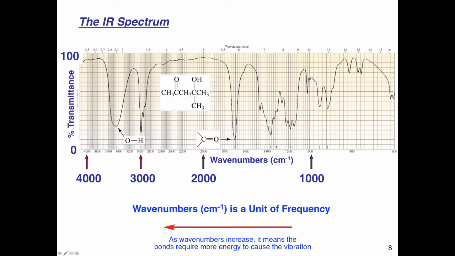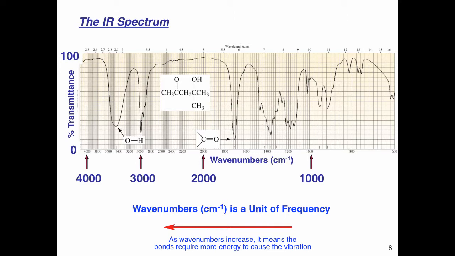So wave number is a unit of frequency, and it was made up so that the numbers range generally between 0 and 4,000, a comfortable area for people to use numbers rather than using exponents of wavelength and so on. One of the things I would like you to remember is as wave number increases, this means that the frequency is increasing. You know that frequency is proportional to energy. So as the wave numbers increase, the amount of energy to stretch that particular bond increases.